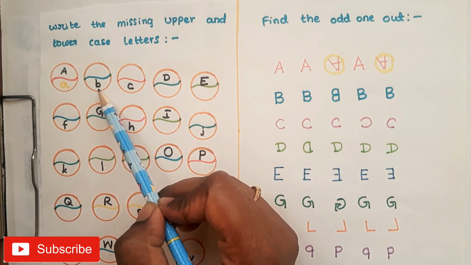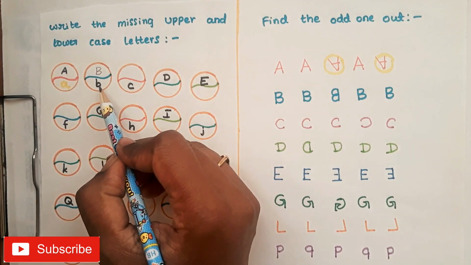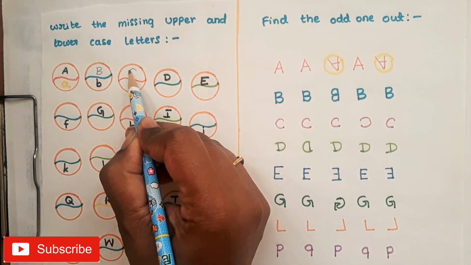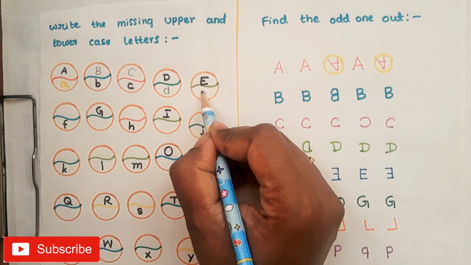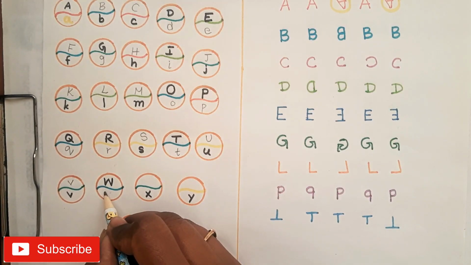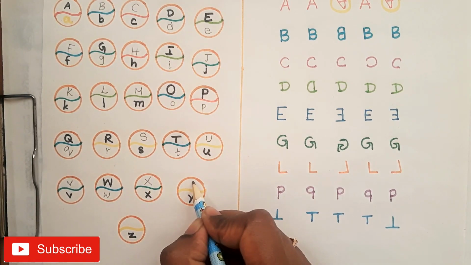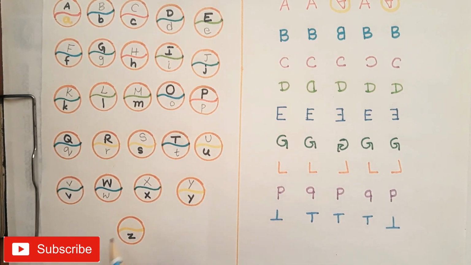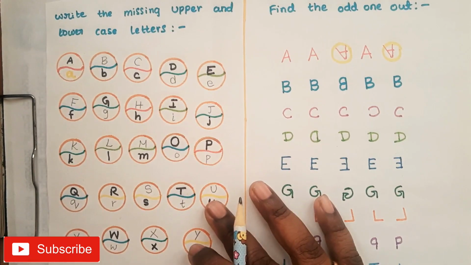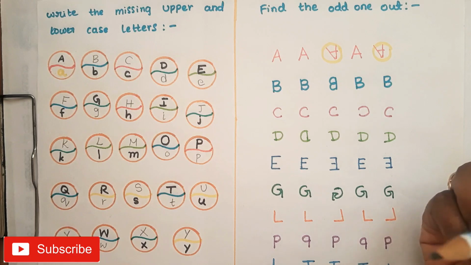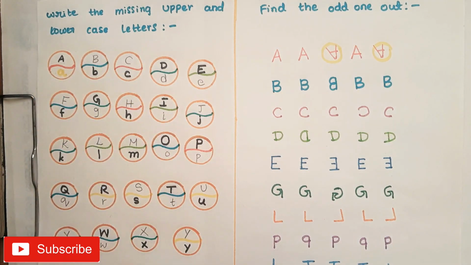The same way here I have given lowercase. The kid needs to write here uppercase capital B. C, here lowercase is missing. D, E. W, here uppercase X, uppercase Y, uppercase Z. So like this the kid needs to do this activity. Doing this activity will help to identify the alphabets of uppercase and lowercase letters.